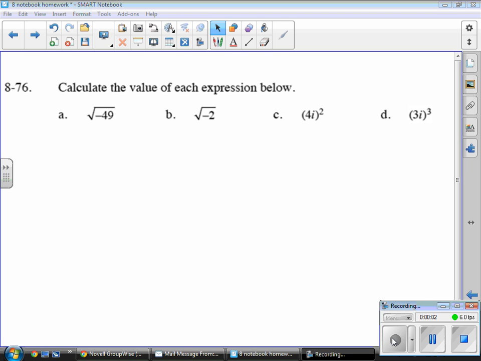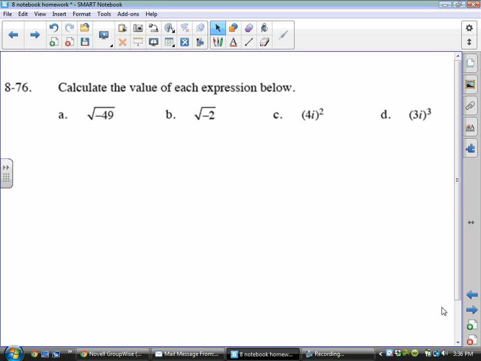This is problem 8-76 from section 8.2.1. Calculate the value of each expression below. These all are going to be talking about i, our imaginary numbers. Very similar to the first question of the homework, but the end problems are what are different.